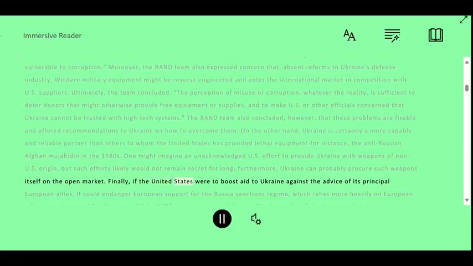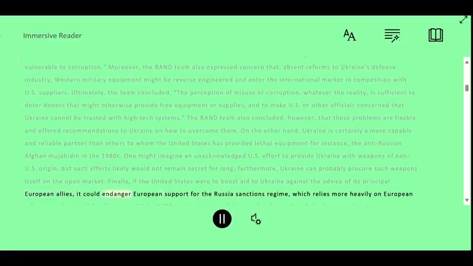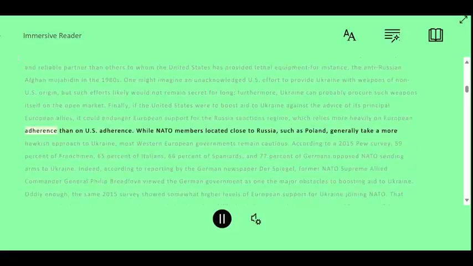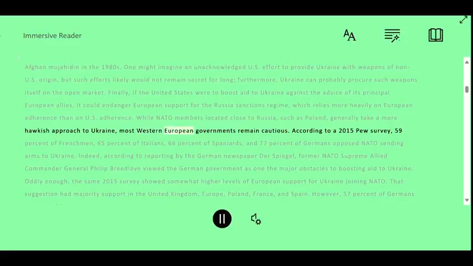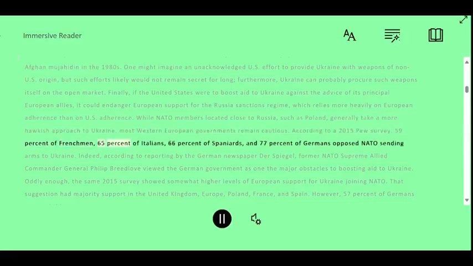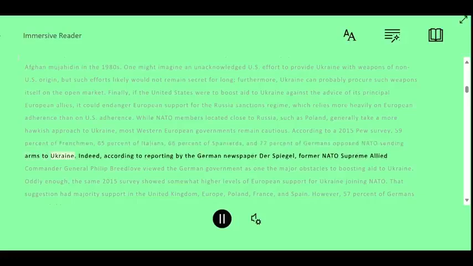Finally, if the United States were to boost aid to Ukraine against the advice of its principal European allies, it could endanger European support for the Russia sanctions regime, which relies more heavily on European adherence than on U.S. adherence. While NATO members located close to Russia, such as Poland, generally take a more hawkish approach to Ukraine, most Western European governments remain cautious. According to a 2015 Pew survey, 59% of Frenchmen, 65% of Italians, 66% of Spaniards, and 77% of Germans opposed NATO sending arms to Ukraine.